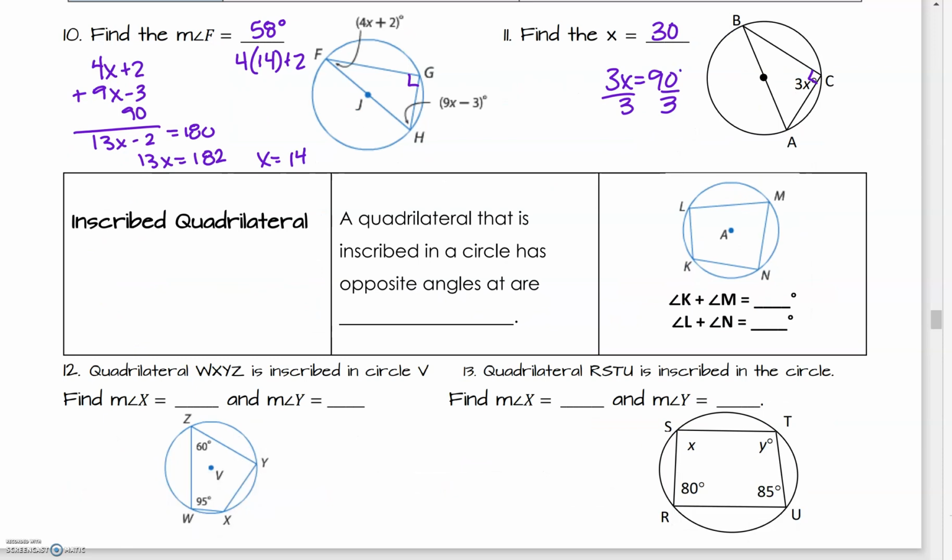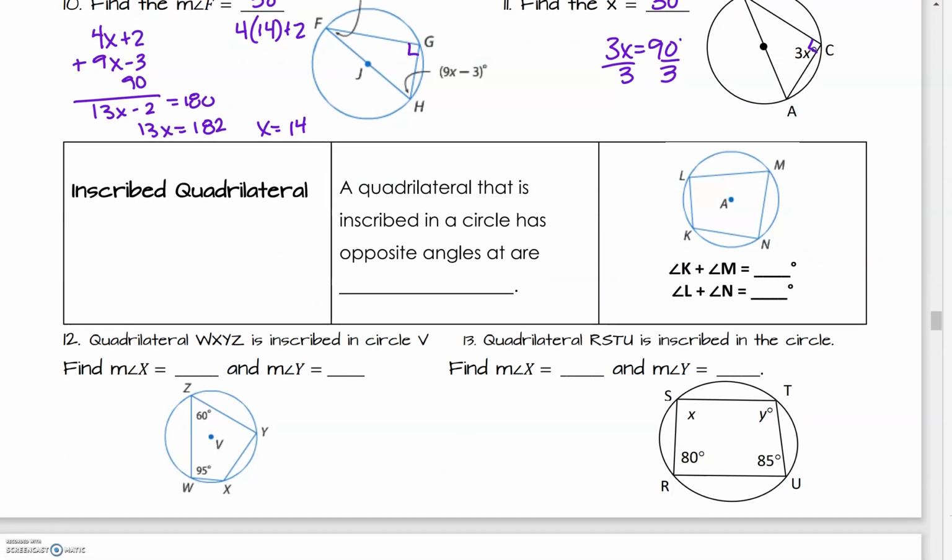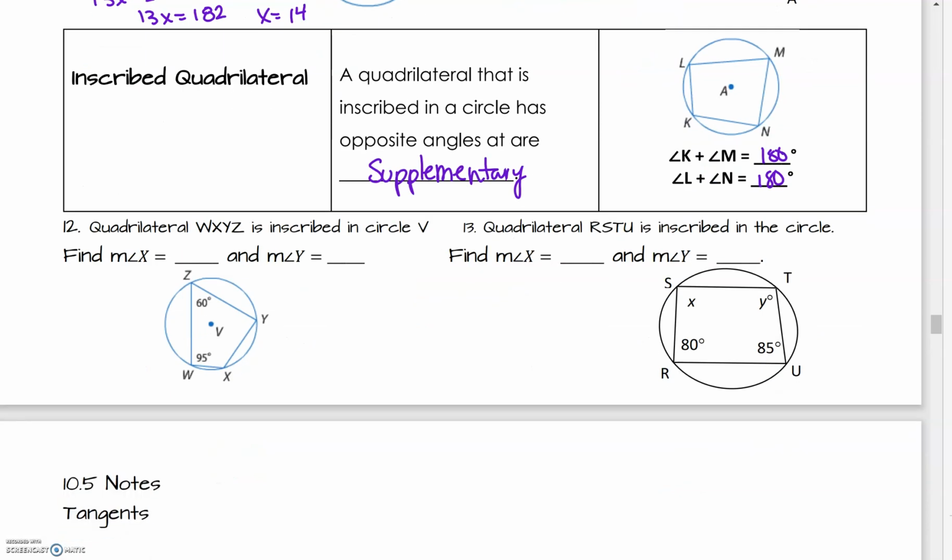In an inscribed quadrilateral, we've seen this before, but the opposite angles relationship we are going to learn is supplementary. So they add up to 180 degrees. So if I know that this one's 60, then I know that x has to be 180 minus 60, or 120. And this one being 95, I know that 180 minus 95 is going to give me 85 degrees for y. And we can solve these, knowing that across from each other those are supplementary.